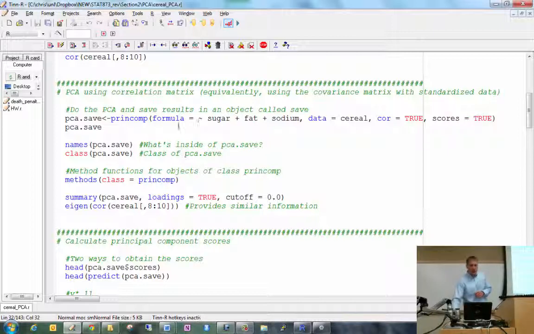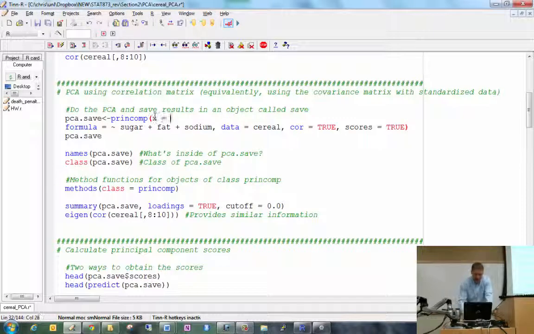Now an alternative way that you could have used this is as follows. X equals cereal, and then give the rows and the columns where the variables are located. This can be helpful when you have a lot of variables and you don't necessarily want to type out every single variable. So this is an alternative. In this case, you wouldn't need the data equals cereal argument. You just go with cor equals TRUE, scores equals TRUE. So this is an alternative.